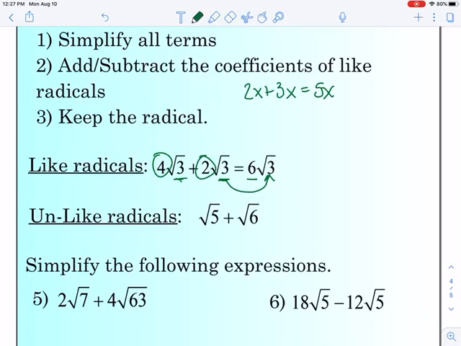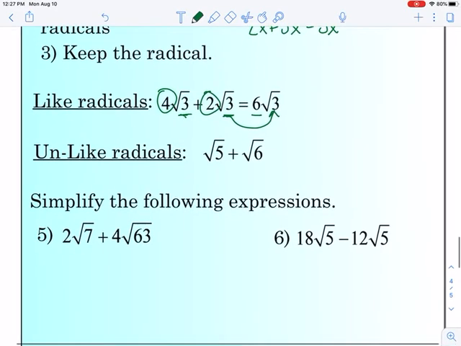And underneath that, just to give you an example of unlike radicals, I have a radical 5 and a radical 6. 5 and 6 are not the same number. I can't simplify either one of those radicals. There is no perfect square that's a factor of either one of them. So there's nothing that I can do with that problem.